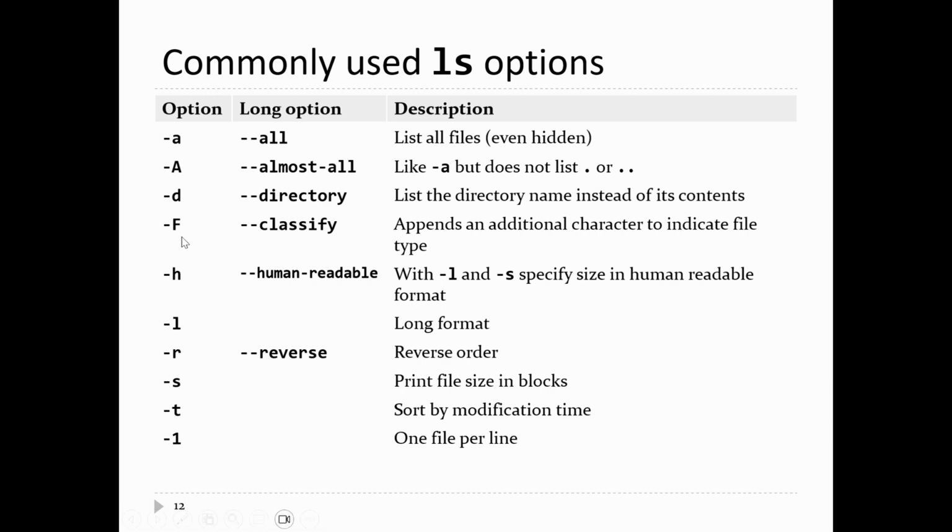Minus F appends an additional character to indicate the file type. It's not super useful, to be honest. Minus h is human readable, so that if you ask for the size, it gives you the size in some sort of human readable format rather than blocks. Minus l is for your long format. You can reverse the order that it shows you things in. By default, it uses alphabetic ordering. You can reverse that if you want to, and you can also do things like sort by size and so on and so forth.